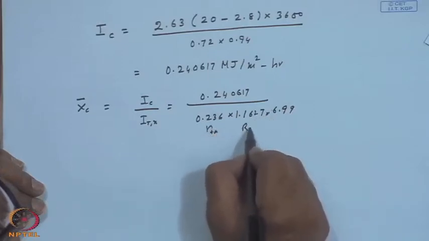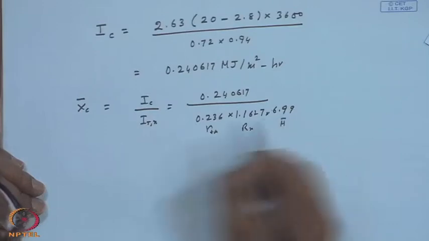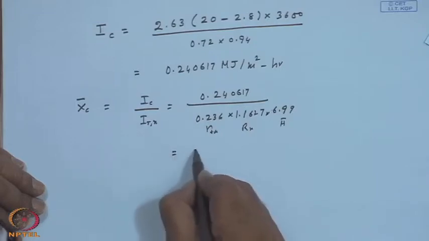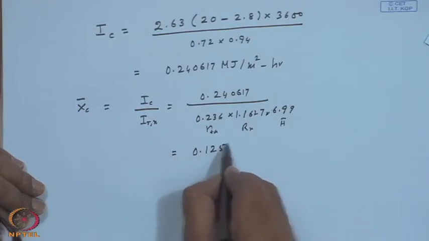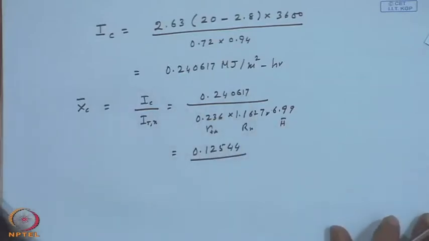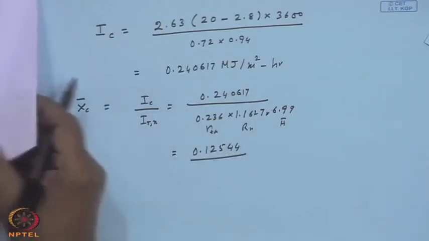RTN RN H bar. Okay. So, this is in megajoules, this is also in megajoules, no problem. This is equal to 0.12544. So, this is another thing that we require in the phi bar F chart method.